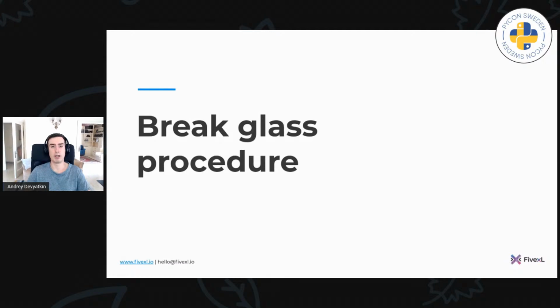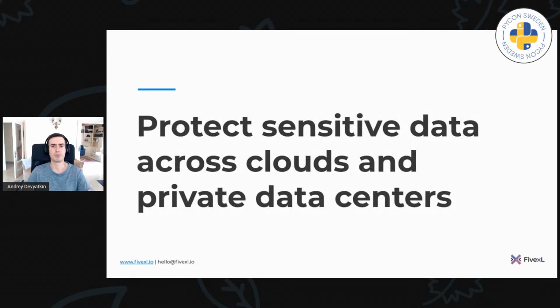So by switching to dynamic credentials, you're actually getting a break glass procedure. And also what you could do, you could revoke all the leases. If things are getting out of control, you just revoke everything and seal the vault. In this way, intruders cannot get access to your crown jewels stored there. Also, I said that it could be used to protect sensitive data across the clouds and private data centers. You could deploy Vault wherever you like.